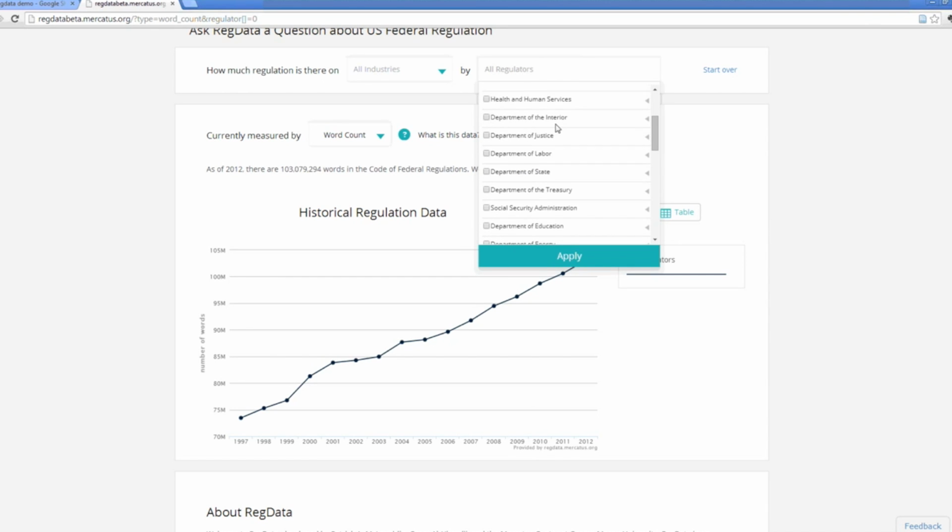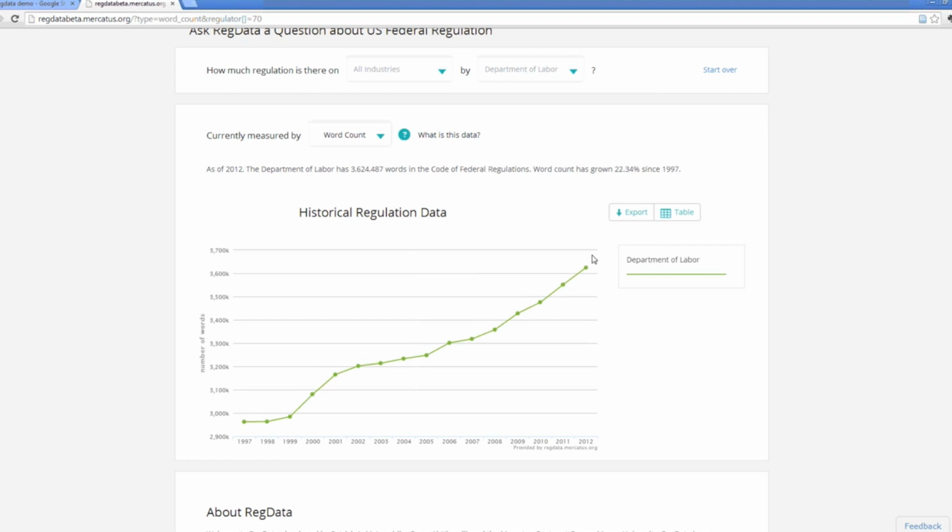So here I chose this drop-down menu, and I'm selecting Department of Labor, and click the Apply button, and now we see the word count for Department of Labor by itself. And this starts off at about 2.96 million words in 1997. And you see a similar trend. It's growing not as fast as the overall trend, but it is growing over time. And finally, in 2012, there's 3.62 million words for Department of Labor.